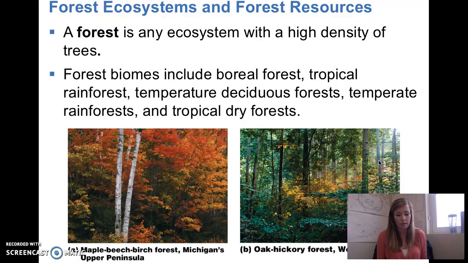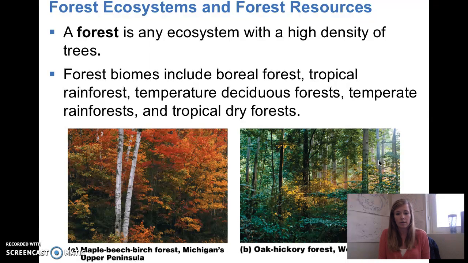They help maintain the quality of the soil, of the air and the water, and they play key roles in our planet's biogeochemical cycles. That was the phosphorus, nitrogen, carbon, and water cycles. And so they give us fuel. They give us wood, which is used for fuel, construction, paper production, and more. So there's a lot, and we'll talk more about that.